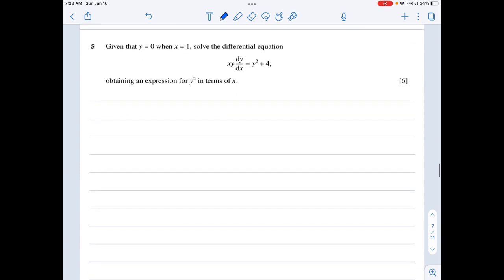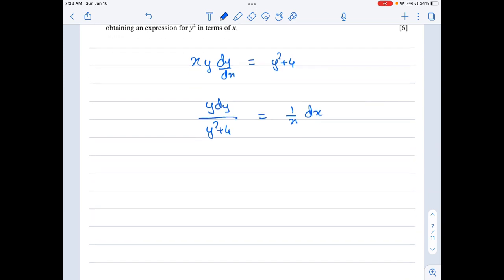Now coming to question number 5, given that y equal to 0 when x is equal to 1 in the differential equation, obtain an expression for y square in terms of x. The question is x dy by dx equal to y square plus 4. So y dy upon y square plus 4 is equal to 1 upon x dx. What is the procedure? Get y terms on one side and x terms on the other side, including dy and dx. So I brought y square plus 4 to the left side and x I took to the other side.